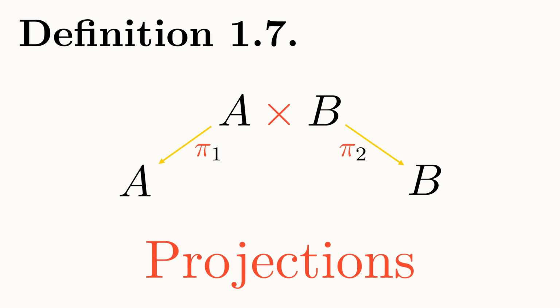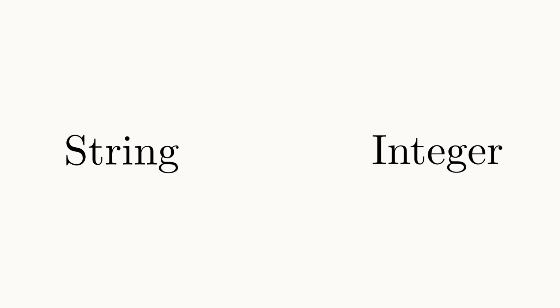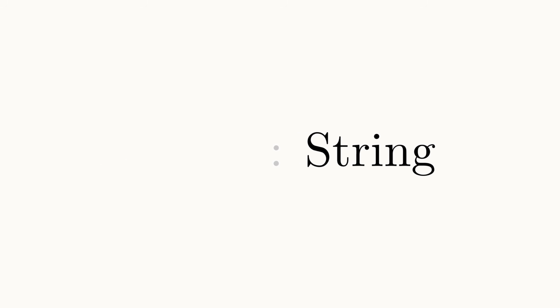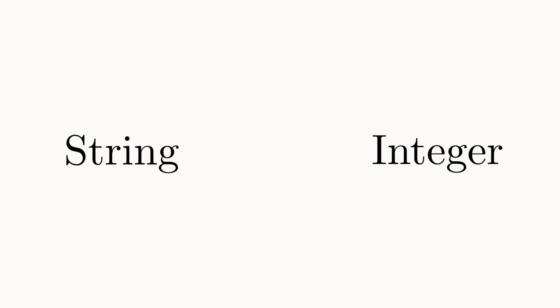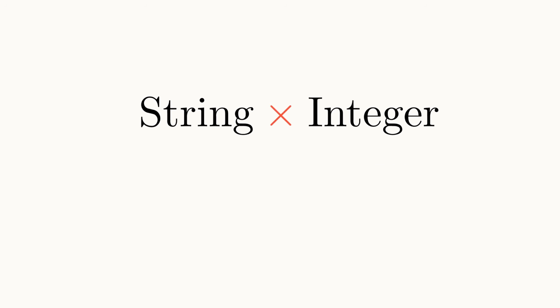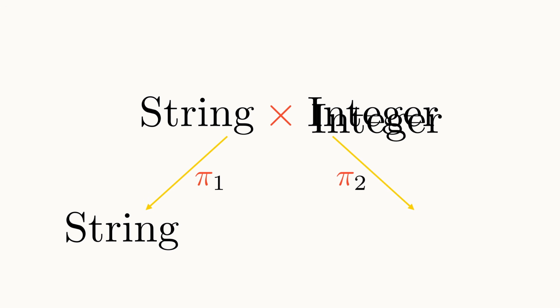Let's put our understanding of this to the test by seeing if there are any types that fit this universal construction of a product in the category of a functional programming language. Let's take the two types string and integer, where a term of type string is some text like Bob or Alice. The product of string and integer, if it exists, would need to have a function pi1 to the type string and a function pi2 to the type integer.